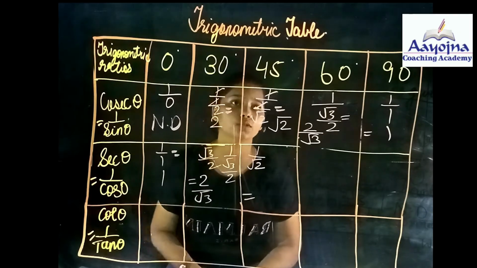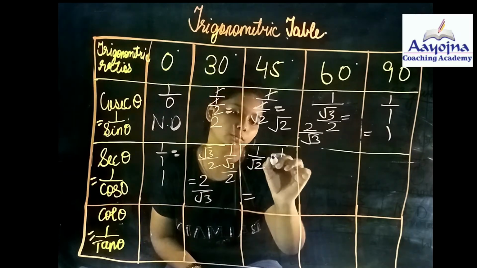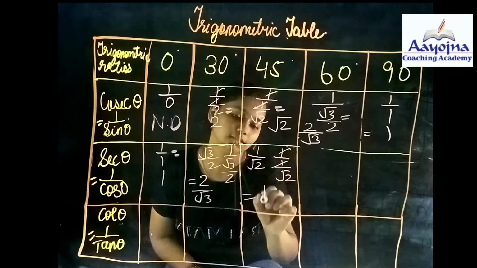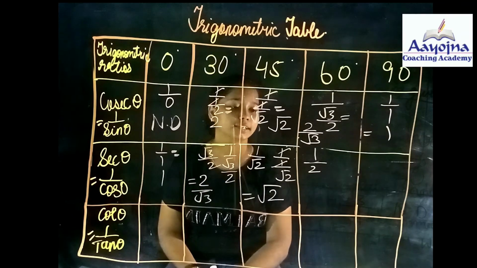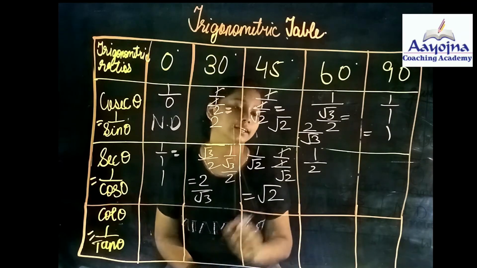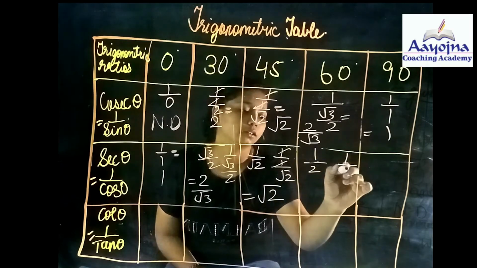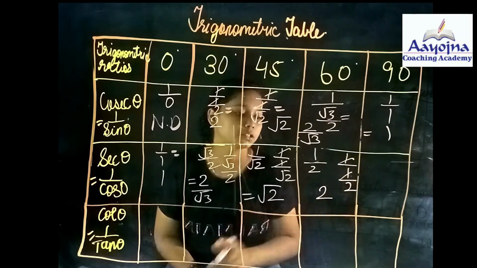The value for cos 45 degree is 1 upon root 2. When we put it with the formula, it becomes 1 upon 1 upon root 2. 1 gets cancelled, it becomes root 2. The value for cos 60 degree is 1 upon 2. When we put it in the formula, it becomes 1 upon 1 upon 2. 1 gets cancelled, it becomes 2.